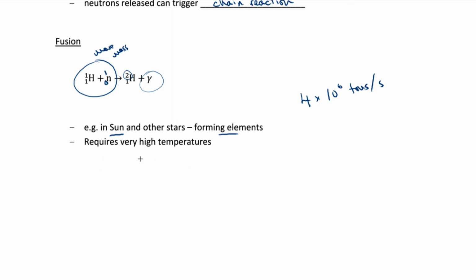These processes require very high temperatures and higher pressures because of the need to overcome the electrostatic repulsion between the protons, keeping them apart. So that's an introduction to fission and fusion and an explanation as to why they release energy, namely that there's more mass on the left-hand side of the reaction than on the right, and so that missing mass shows up as released energy on the right-hand side.